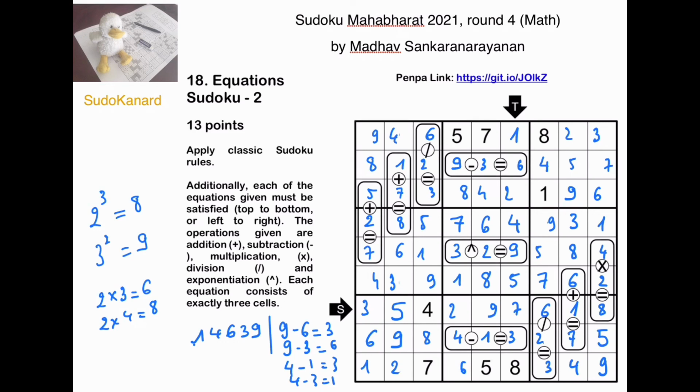So that's a very nice puzzle by MadMahogany. Equation Sudoku with various kinds of logic. And that was really fun.